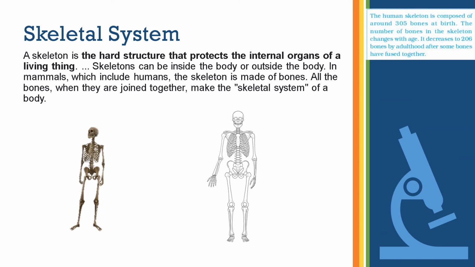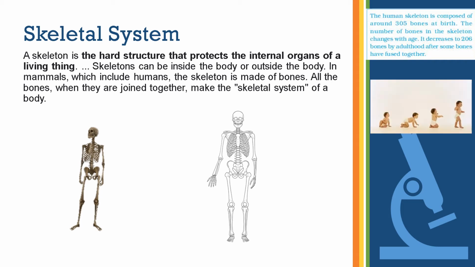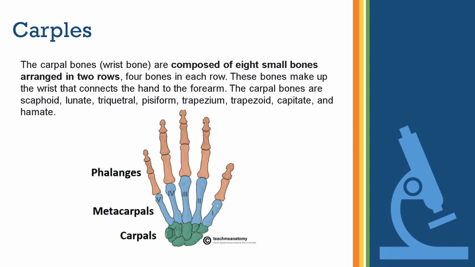Here is a fun fact. The human skeleton is composed of around 305 bones at birth. The number of bones in the skeleton changes with age. It decreases to 206 bones by adulthood after some bones have fused together. That is the reason why babies can't walk just after their birth. Now let's learn a few examples of the skeleton in a few parts of the body.